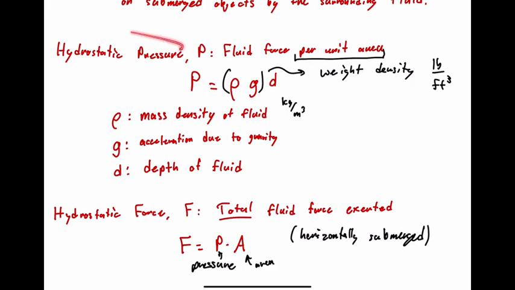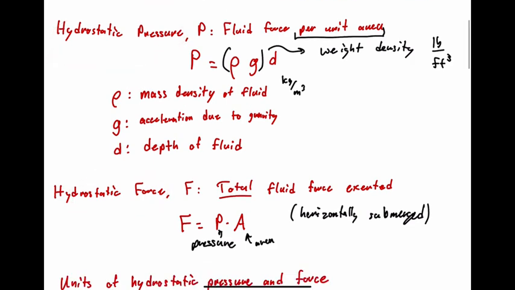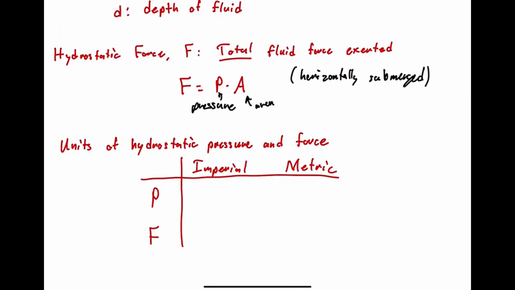Let's summarize the units for hydrostatic pressure and hydrostatic force. Hydrostatic pressure has units of force per area. So in the imperial system, typically we're measuring in pounds per square foot. In the metric system, force per area will be measured in newtons divided by square meters. For hydrostatic force, we simply have force measurements. The imperial measurements are typically pounds, and the metric measurements typically newtons.